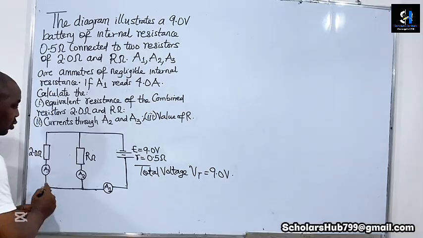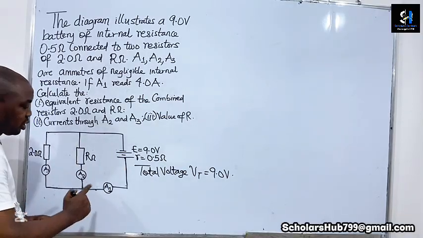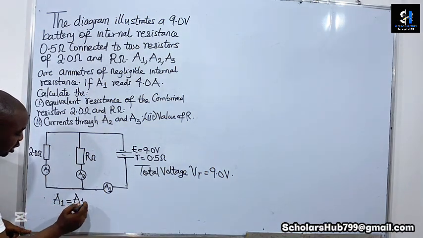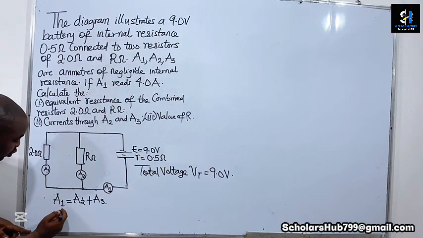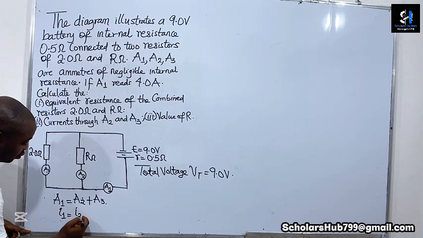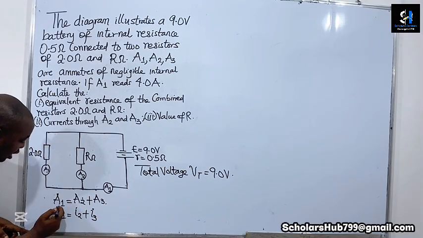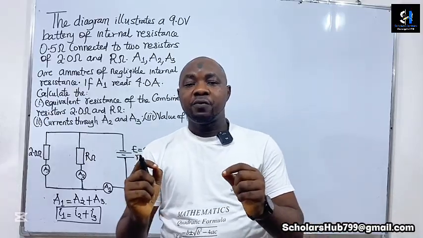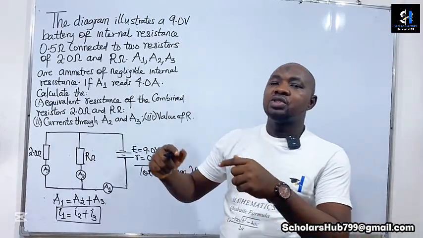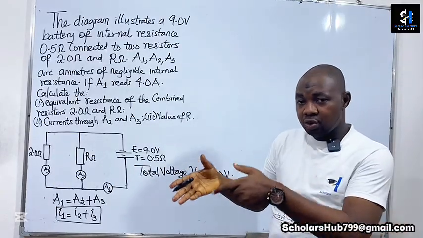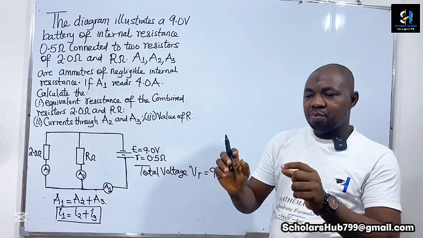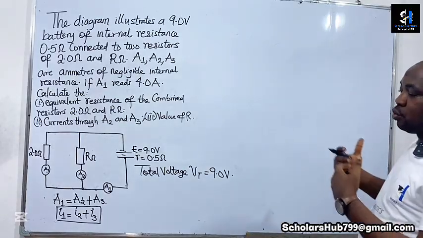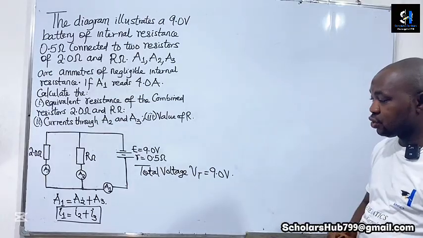Now the total current flowing through the entire circuit is the current through ammeter A1. That is, A1 will be equal to A2 plus A3, which means I1 will be equal to I2 plus I3, and this is according to Kirchhoff's current law. Kirchhoff's current law states that the algebraic sum of currents entering a node will be equal to the algebraic sum of currents leaving that particular node, which means the algebraic sum of currents at a point is equal to 0. So the sum of current leaving will be equal to the sum of current entering. That's according to Kirchhoff's current law.